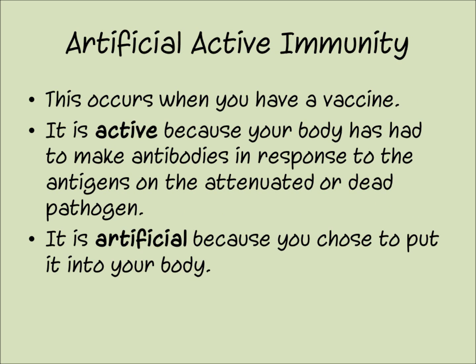Artificial active immunity. This occurs when you have a vaccine. It is active because your body has had to make antibodies in response to the antigens on the attenuated, which means weakened, or dead pathogen that's injected into you in the vaccine. But it's artificial because you chose to put it in your body. It hasn't been naturally created.